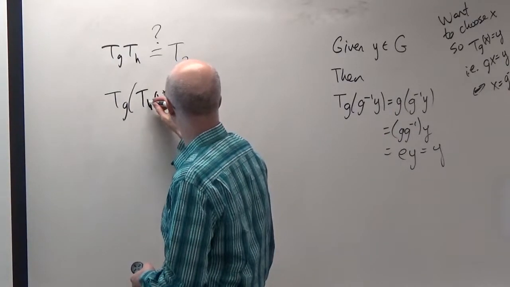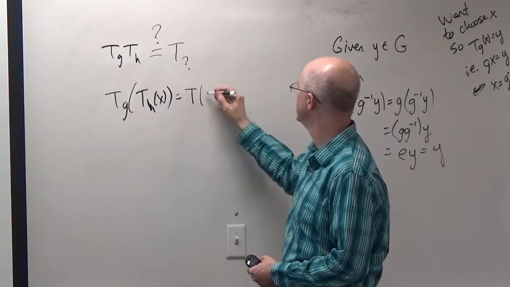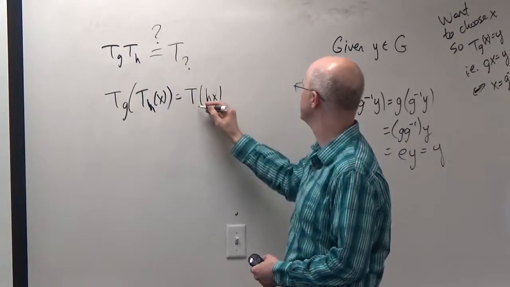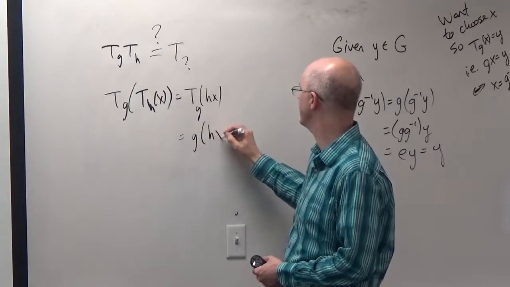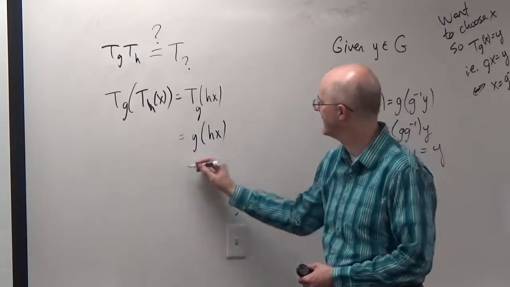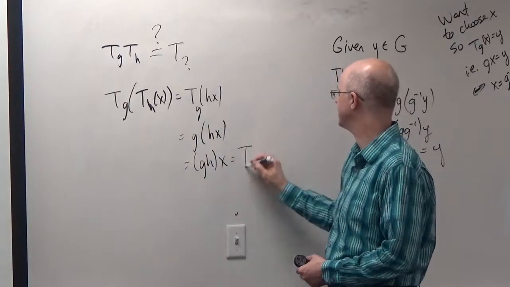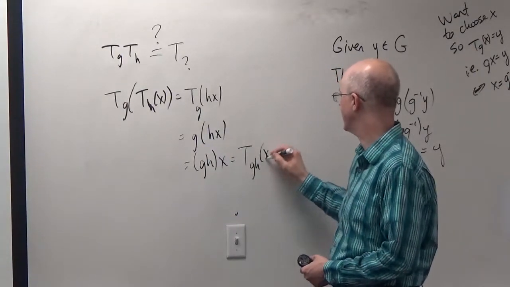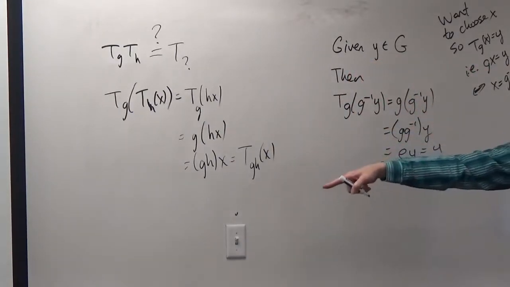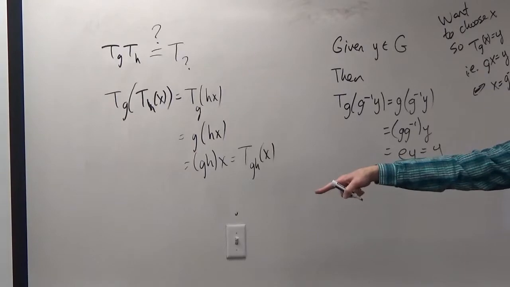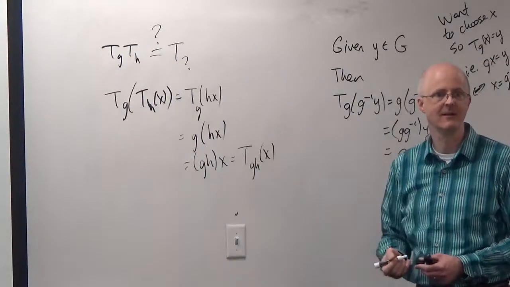here. Take an arbitrary element x, plug it into t sub h, get hx, plug that into t sub g, get g times in parentheses hx. But wait a minute, the associative law says that's gh times x, and that's the same as t sub gh of x. That does need to be verified. That you do get something of the same form, a t sub something.